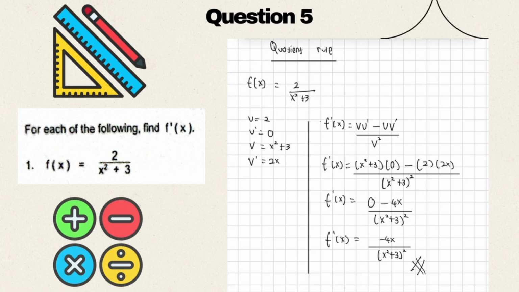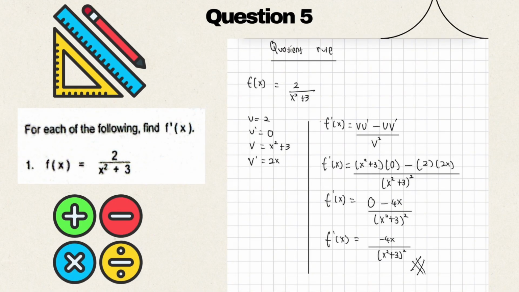This tells us the slope of the tangent line at any point along our original curve.